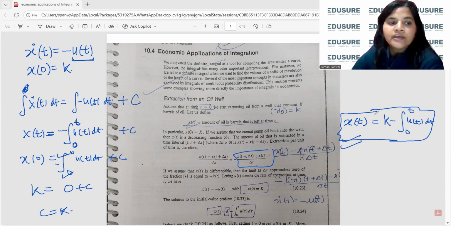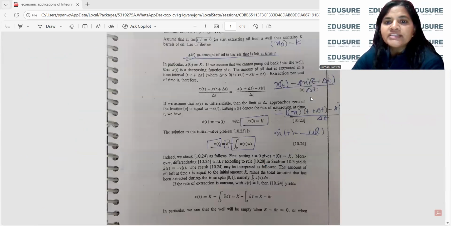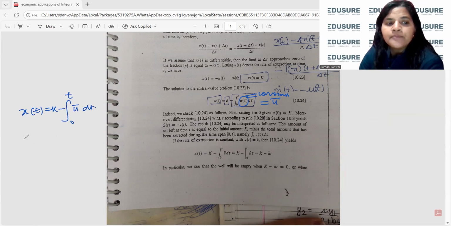So this is your integral equation finally. That is how you find it. Then what comes next? This u(t) is also a function of t, always remember. So now in the next case, what happens if this rate comes out to be a constant, and that constant is u bar? Then your x(t) will turn out to be k minus the integral from 0 to t of u bar dt.